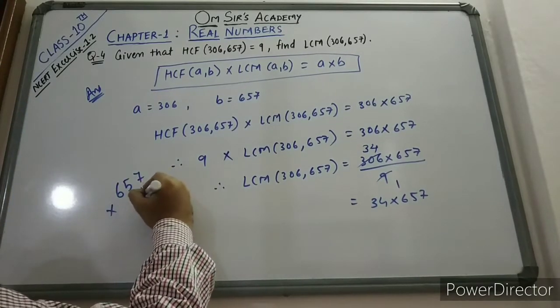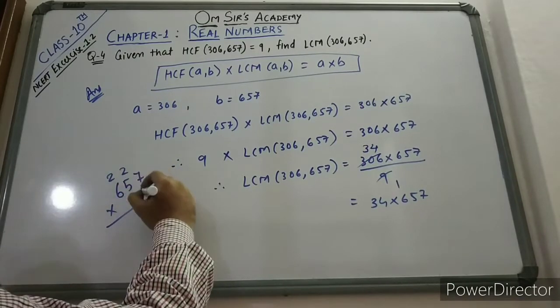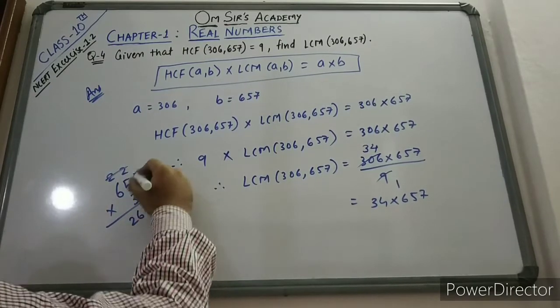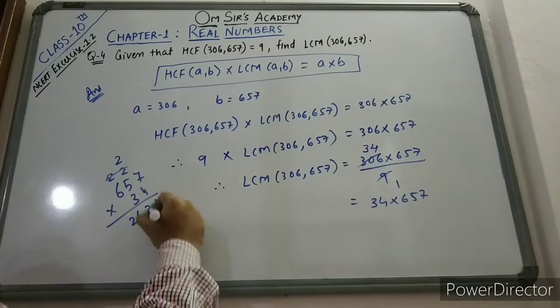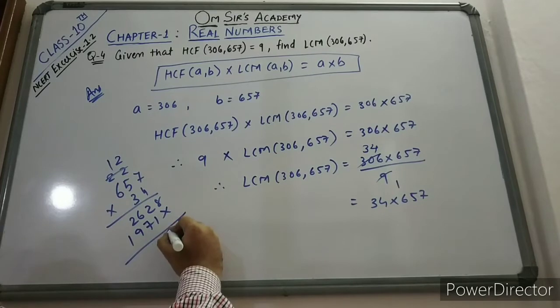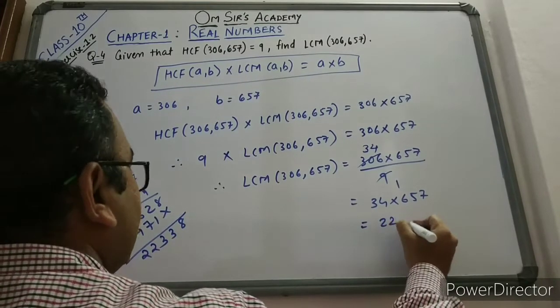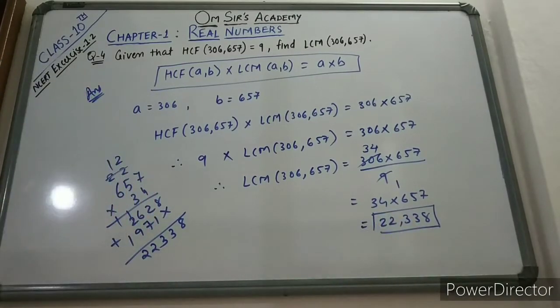657 into 34. 4 7s are 28. 4 5s are 20 plus 2, 22. 4 6s are 24, 24 plus 2, 26. 3 7s are 21. 3 5s are 15 plus 2, 17. 3 6s are 18 plus 1, 19. So 8, 3, 6 plus 7, 13. 9, 10 and 2, 12 and 2. So the answer will be 22,338. This is your LCM.